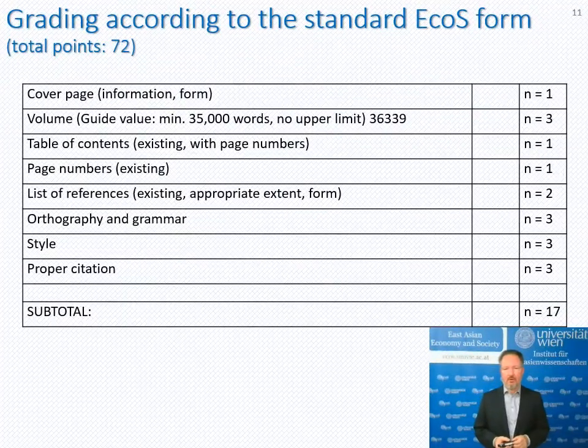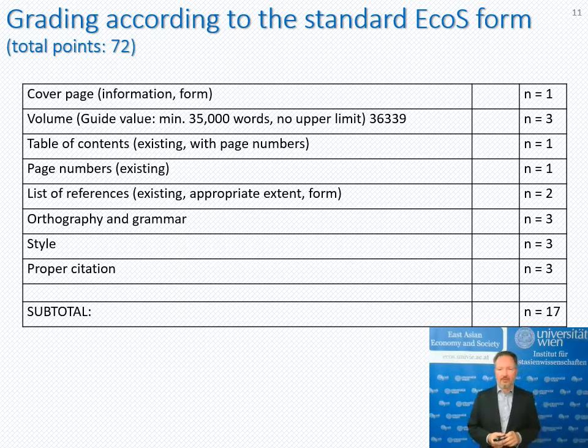So this is our grading form for formal aspects. Altogether, you get 17 points out of 72. And frankly, you shouldn't really have less than, say, 16 points here. In a way, these are presents to you, right? I mean, you get points for having a cover page, right? Isn't that ridiculous in a way? Yes, it is, but on the other hand, why not give you something for free?